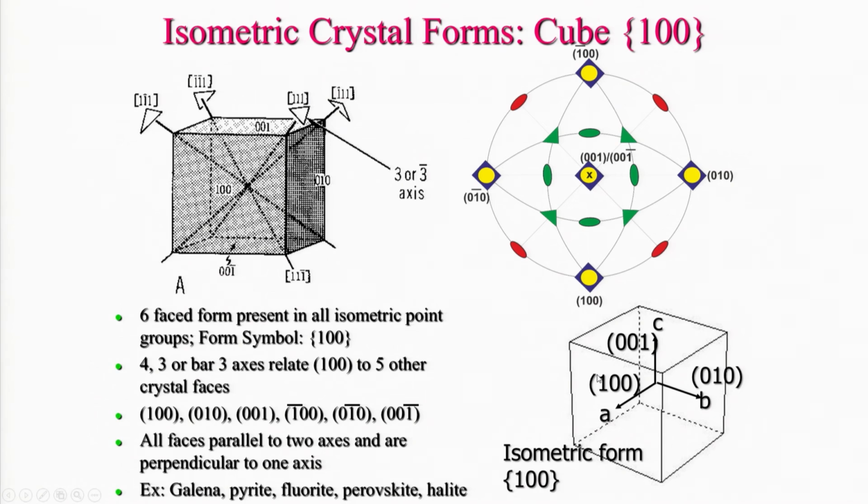So, let us now study this particular part in some more detail. The name of this form symbol is also cube. In the isometric crystal system, 100 is called a cube. This is a 6-faced form. It is present in all isometric point groups, and both the 4-fold and the 3 or bar 3 axes can relate 100 to 5 other crystal faces here.